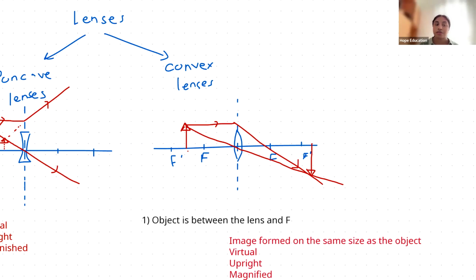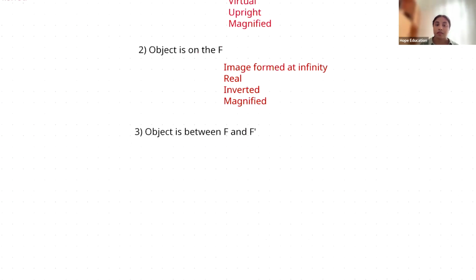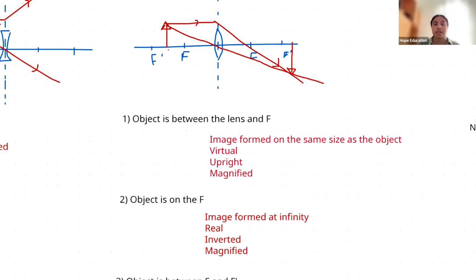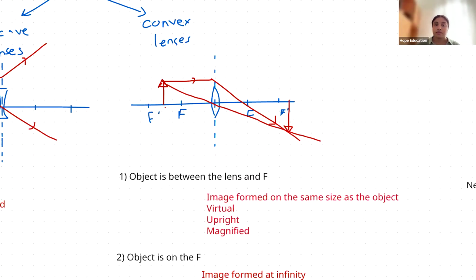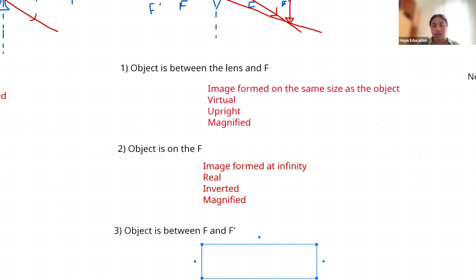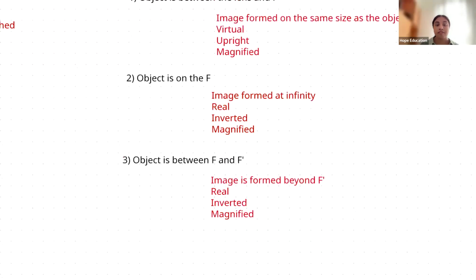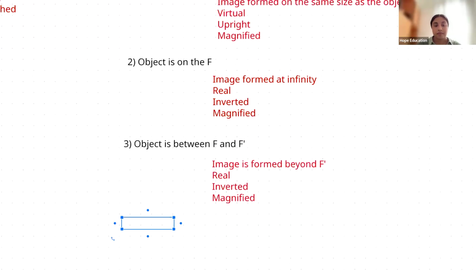And what are the properties of the image? Real. What else? Inverted. Yes. And what else? Magnified or diminished? Magnified. It's larger than the object, so it's magnified. Then the next ray diagram that we learned was when the object is on f dash. That is twice the focal length, right?